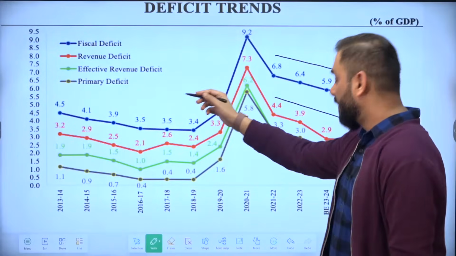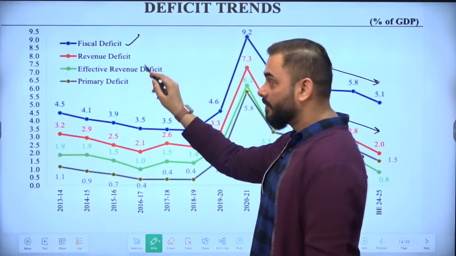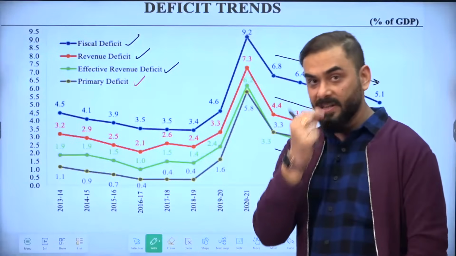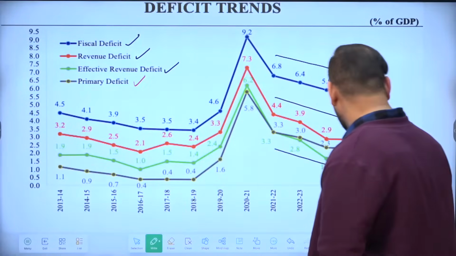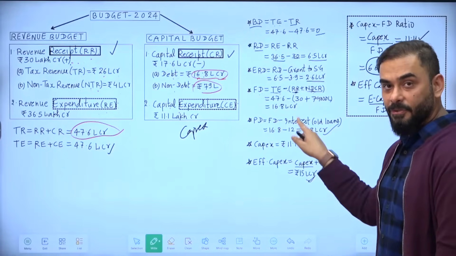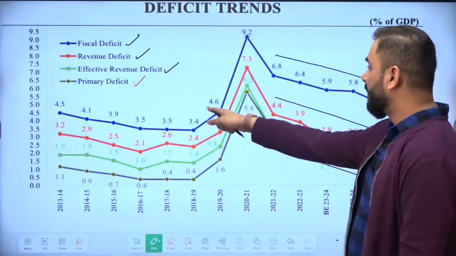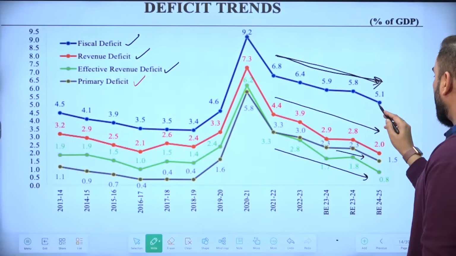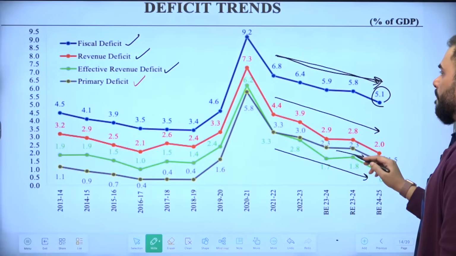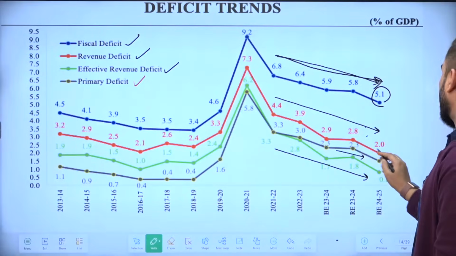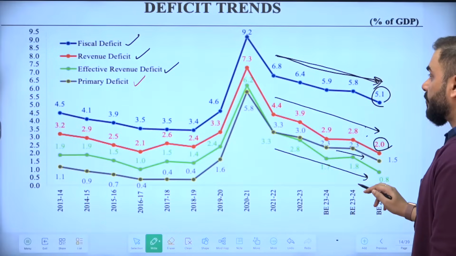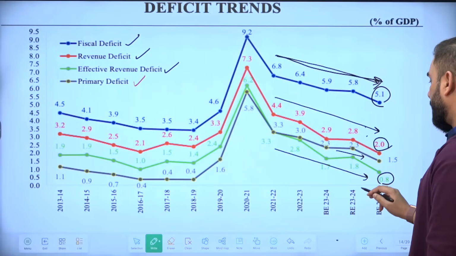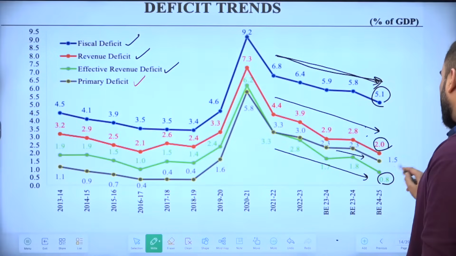Now here you can see that we are taking fiscal deficit as a percentage of GDP, revenue deficit as a percentage of GDP, effective revenue deficit as a percentage of GDP, and primary deficit as a percentage of GDP. Remember, we did all these calculations here. If you divide by GDP, you will get these numbers. You can clearly see the fiscal deficit has come down, it's 5.1%. Revenue deficit has also come down, it is 2%. Effective revenue deficit is coming down, it is 0.8%. You can also see primary deficit coming down.